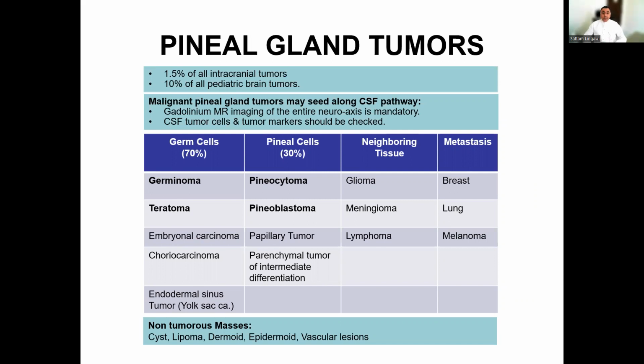We should, because of the aggressiveness of some of these tumors, do contrast-enhanced MRI and include the entire neuroaxis for that, because CSF seeding is common. CSF tumor markers and serum tumor markers are important, as well as obtaining histopathological confirmation is mandatory, since some of these lesions, such as the germinomas in the germ cell, are highly radiosensitive, while others may need surgical and chemotherapeutic measures. Thank you very much.